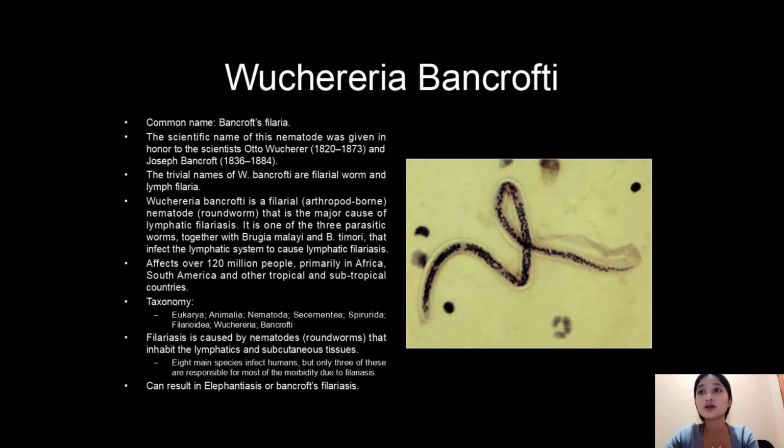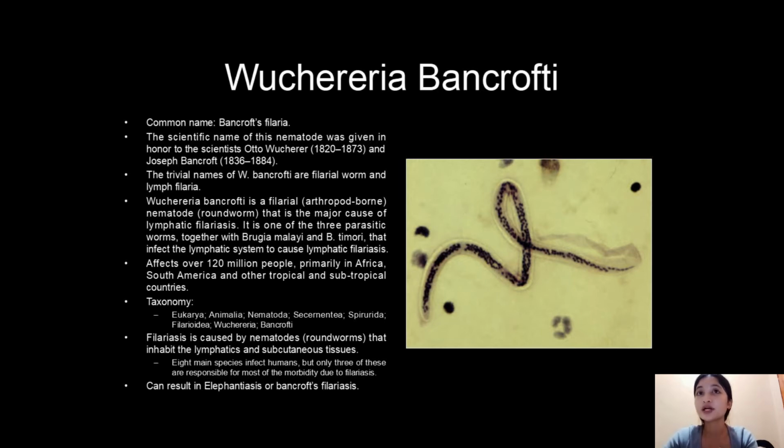So this Wuchereria bancrofti affects over 120 million people, primarily in Africa, in the Mediterranean and east-west coastal areas. In Africa, also in South America and other tropical and subtropical countries. In Asia, in the coast of Arabia, India, Malaya, and north to China.